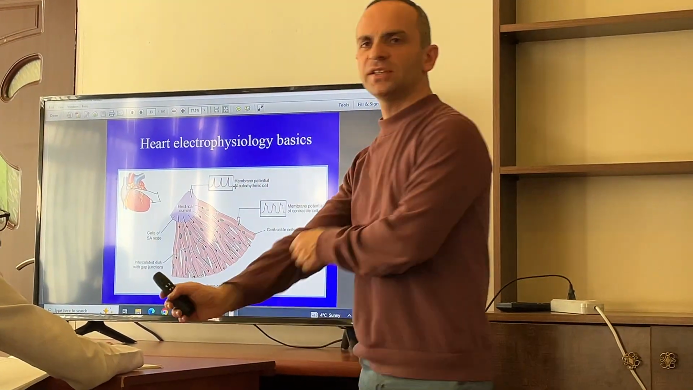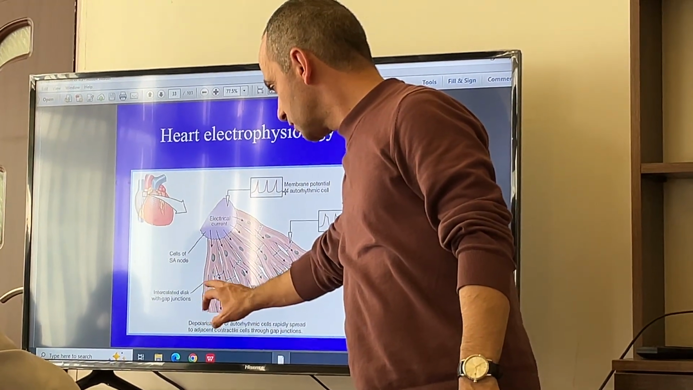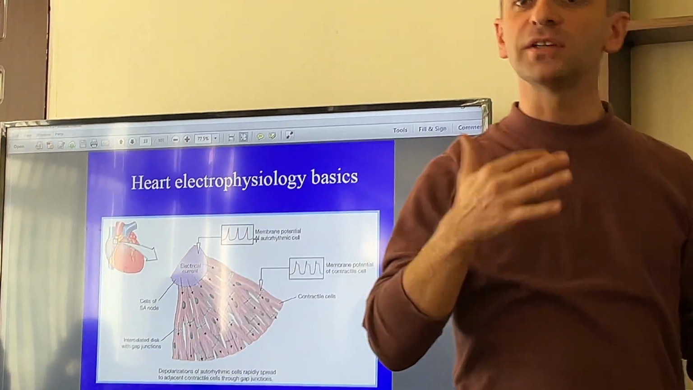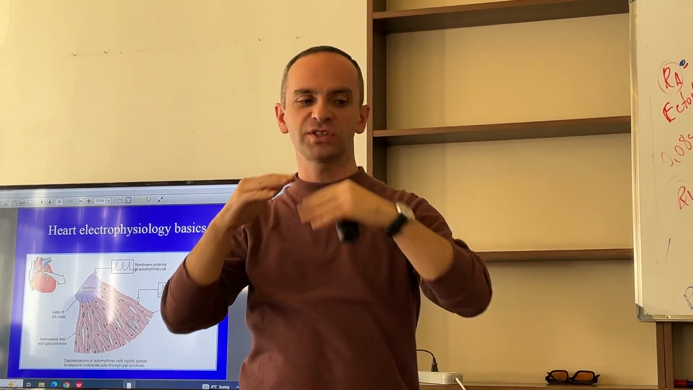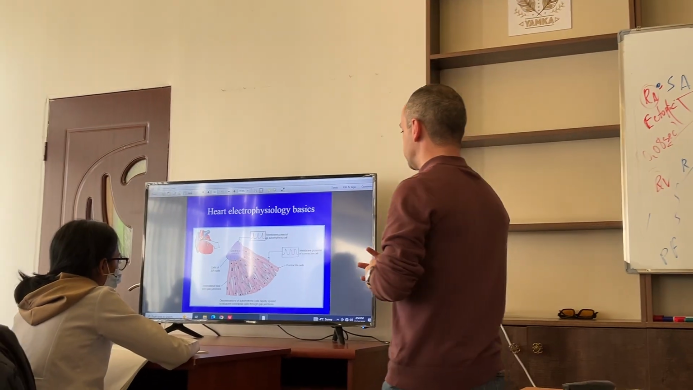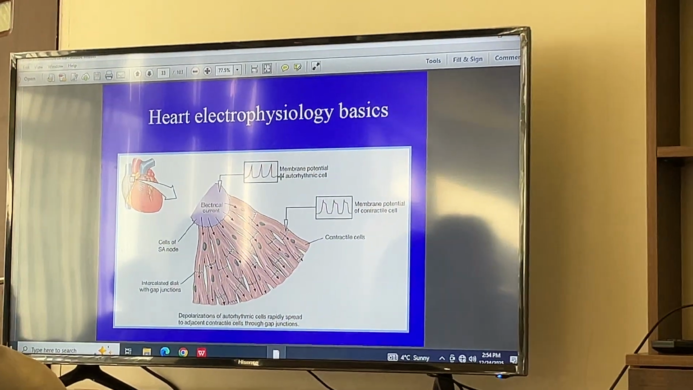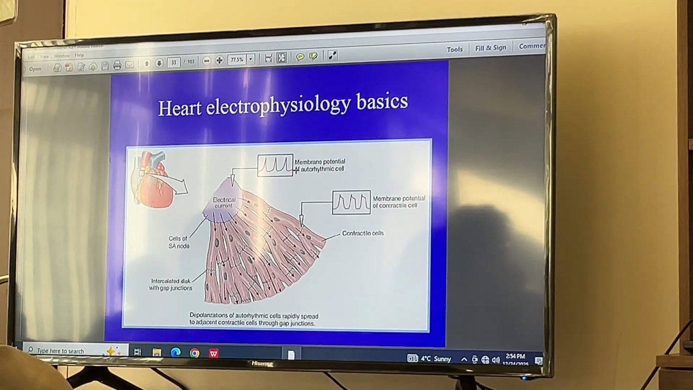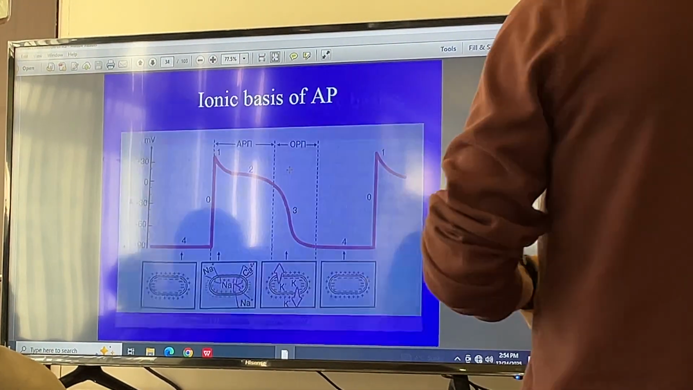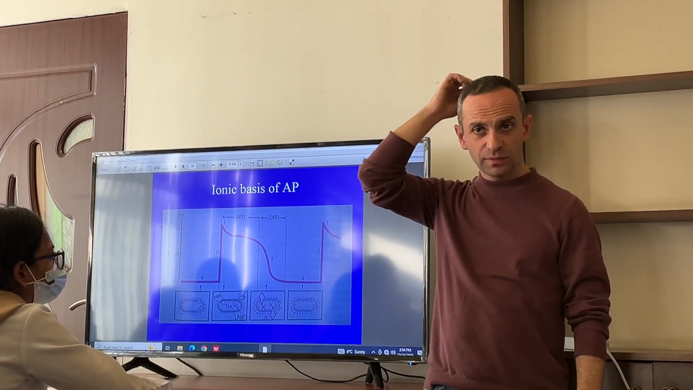Now look, the heart is designed in such a way that it has intercalated discs with gap junctions, so that without significant loss of energy, without any resistance, the impulse is spread. It is due to unique intercellular connections. Electrical currents spread from the SA node to the Purkinje fibers. At the level of the Purkinje fibers, the impulse is transferred from the conducting cells to the cardiomyocytes. So we have the action potential curve, if you remember. We will not speak too much about it today.